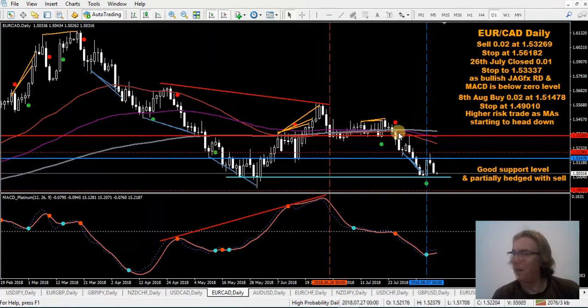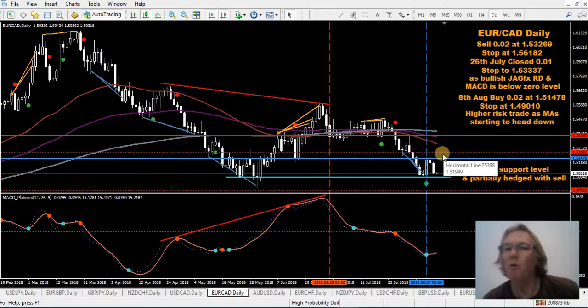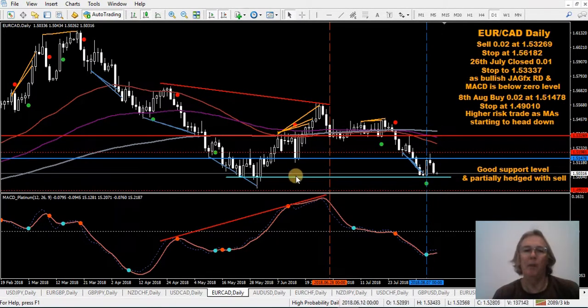Euro CAD in a sell from back here, also on a buy from here. All I did this morning is move my sell stop down to this high here. So it's 1.51981. So hopefully the buy will find some support here, and it'll eventually head up.